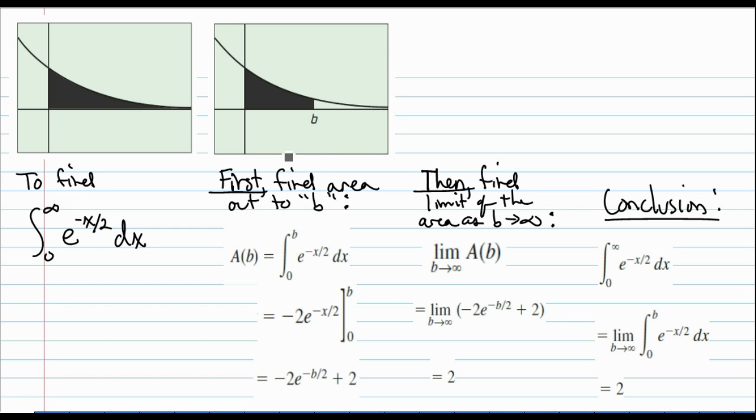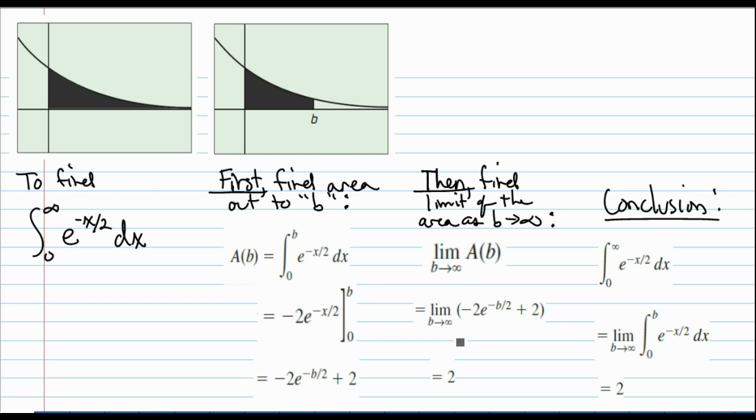Well, first we're going to find the area out to b. So we're going to replace infinity with the antiderivative from 0 to b of e to the negative x over 2 dx. So we took the antiderivative, used fundamental theorem part 2, plugged in b, and then subtracted, plugging in 0, and we get this expression. Now we're going to take the limit of that area as b approaches infinity. So we're going to take b and continuously move it out forever and ever and see what happens.